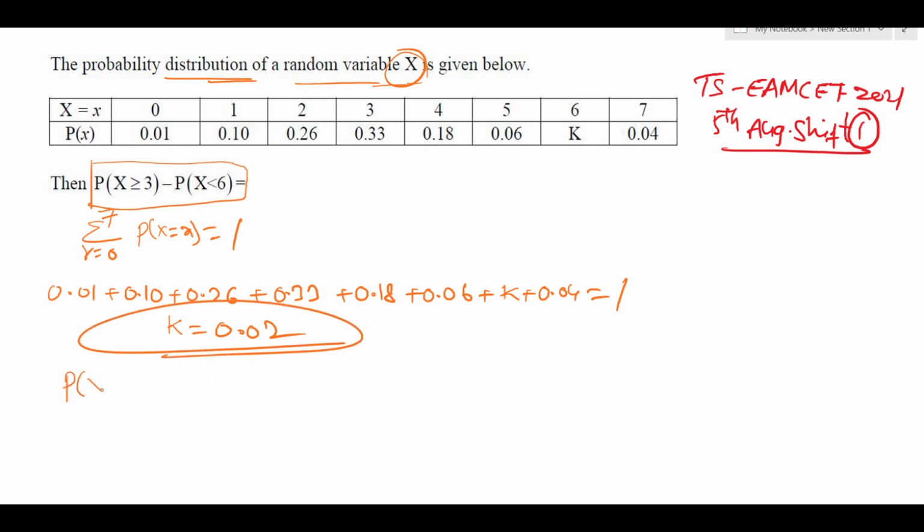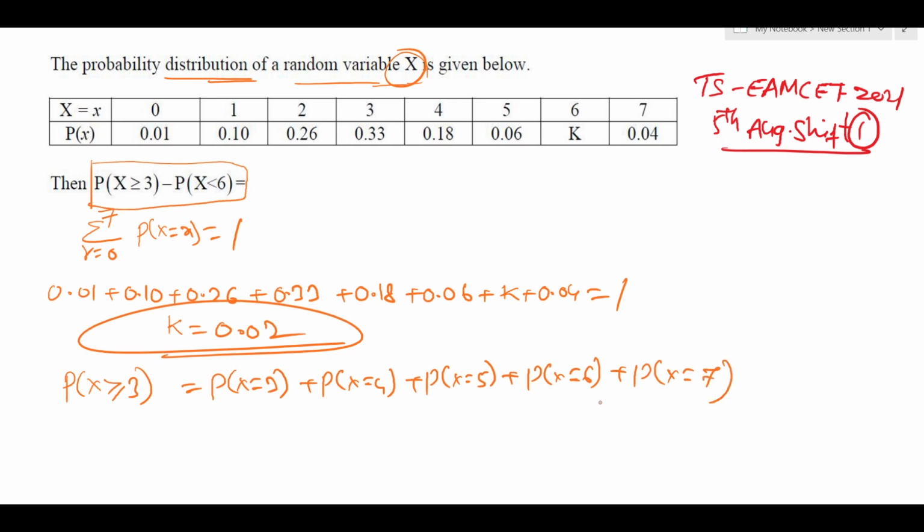Now we find P of x greater than or equal to 3. That means P of x is equal to 3 plus P of x is equal to 4 plus P of x is equal to 5 plus P of x is equal to 6 plus P of x is equal to 7. This is P of x greater than or equal to 3. That is P of x is equal to 3, this is 0.33, x is equal to 4, 0.18, plus x is equal to 5, 0.06.